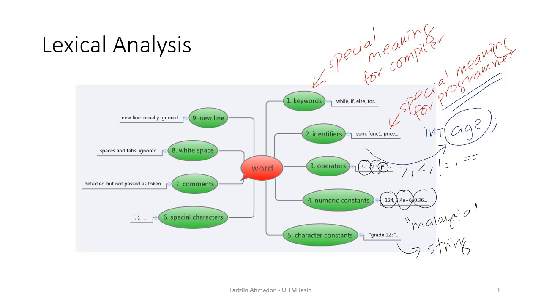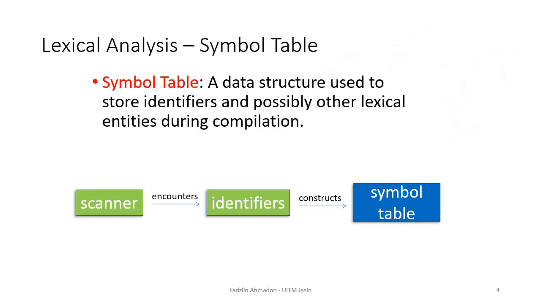The next category is special characters. Special characters are symbols that have special meanings to compilers. So we have curly braces, a left parenthesis, some angle brackets, especially semicolon. And then if you look at the remaining categories, comments, white space and new line, these are usually detected. The compiler must be able to detect them. However, they would be ignored. Okay, so we have 9 categories of tokens.